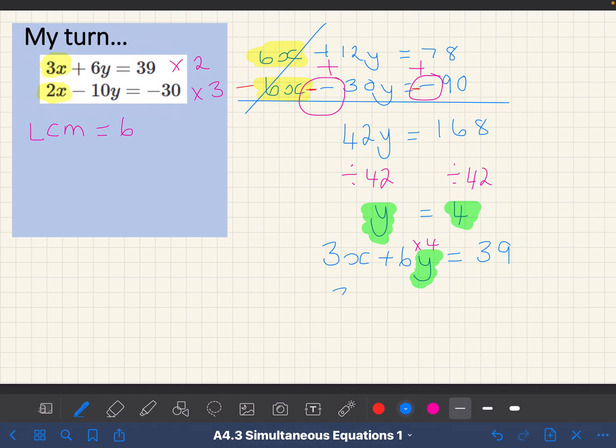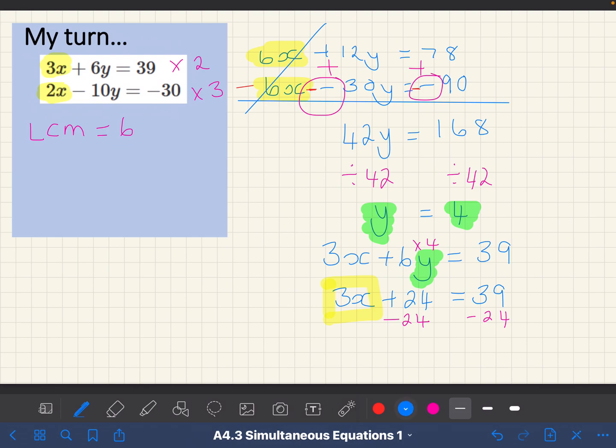That leaves us with 3x add 6 times 4, which is 24, which is equal to 39. We've got now a two-step equation where we are looking to get our x value on its own. At the moment it is joined to that 3, so we look to get it on its own by taking away 24 from both sides.